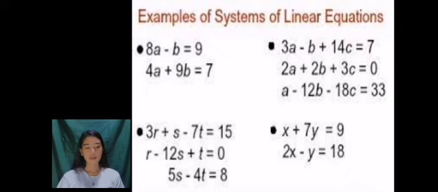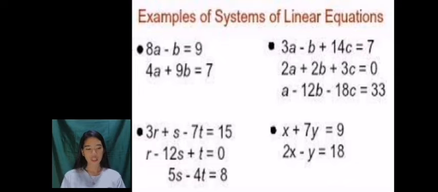The next example is 3a minus b plus 14c equals 7, then 2a plus 2b plus 3c equals 0, and a minus 12b minus 10c equals 33. So in this second example, we have three linear equations. It is a combination of three linear equations.